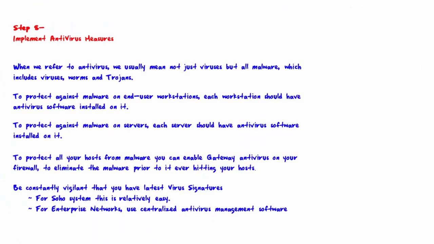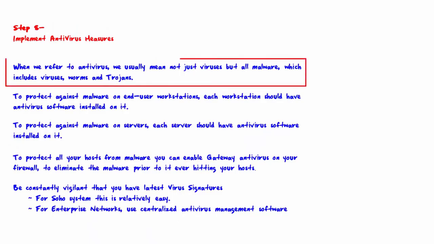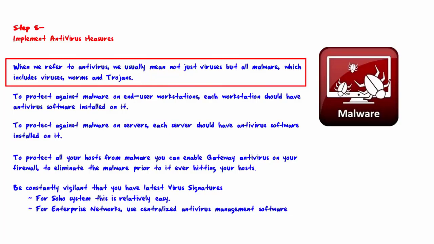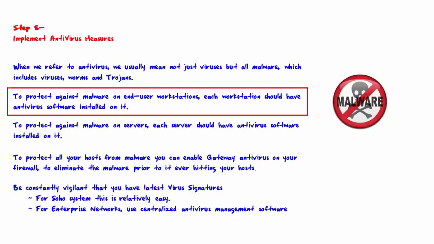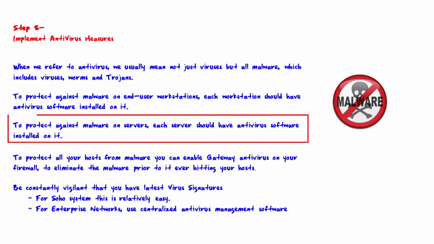Welcome to Step 8, where we implement antivirus measures. When we refer to antivirus, we usually mean not just viruses, but all malware, which includes viruses, worms, and Trojans. To protect against malware on end-user workstations, each workstation should have antivirus software installed on it. To protect against malware on servers, each server should have antivirus software installed on it.